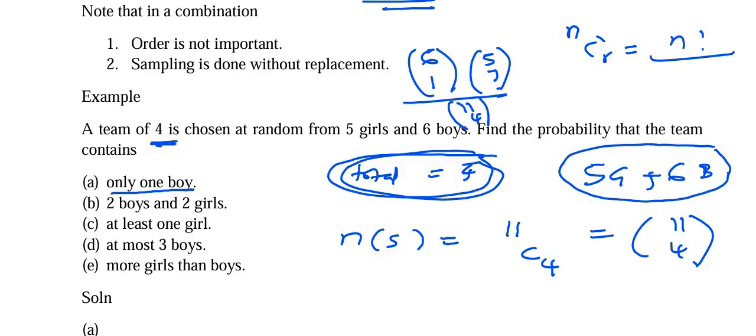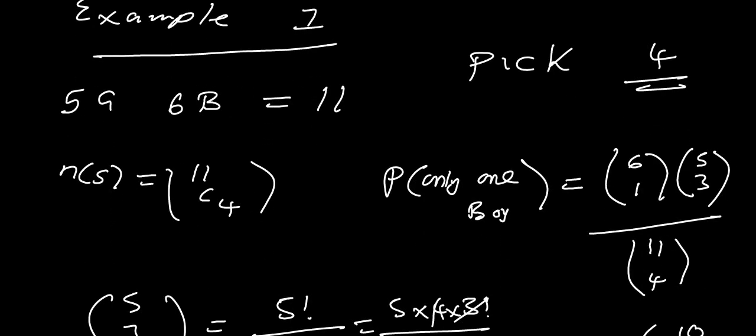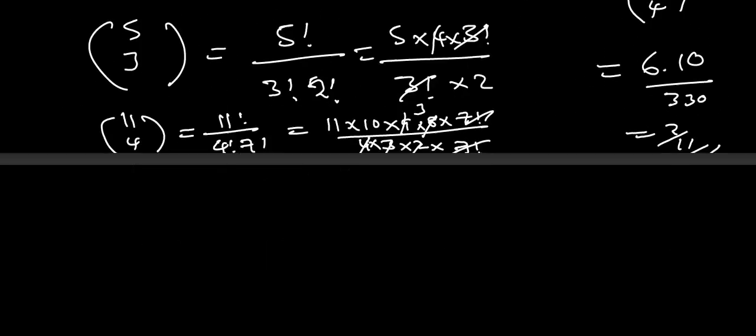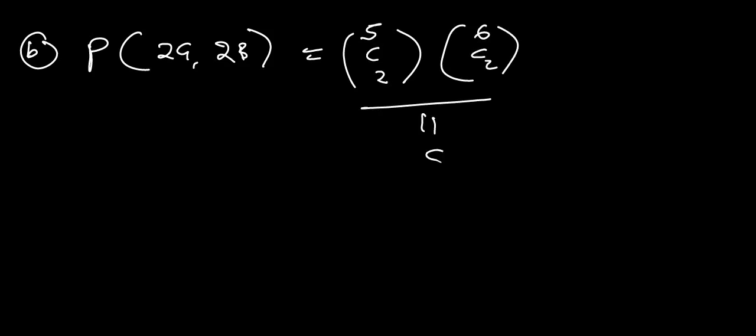The next one also should be easy to think about, because they're saying we need 2 boys and 2 girls. So this is going to be straightforward as well. Just say the probability that you pick 2 girls and 2 boys is just going to be you picking 5 choose 2, and also you pick 6 choose 2. Then the total is 11 choose 4. Yeah, so then you get your answer this side.